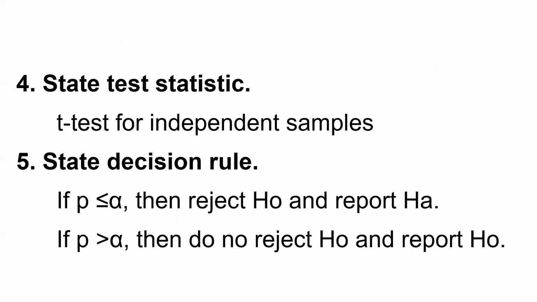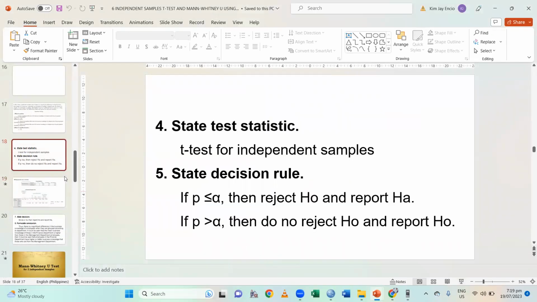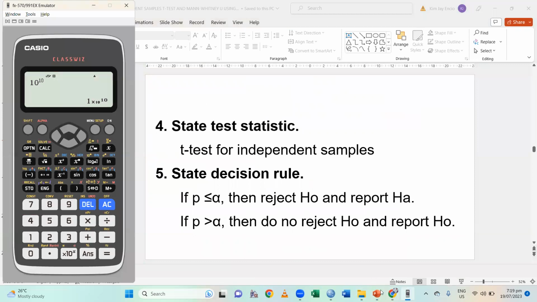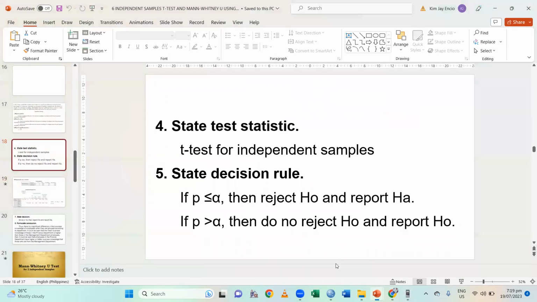The decision rule will be the same all throughout. If P is less than or equal to alpha, then reject HO and report the HA. And if P is greater than alpha, then do not reject HO and report HO. Take note that in some books, they just use the less than symbol and no equal sign, so it depends on your reference. We have stated the first five parts. Now it's time to go to our hypothesis testing.